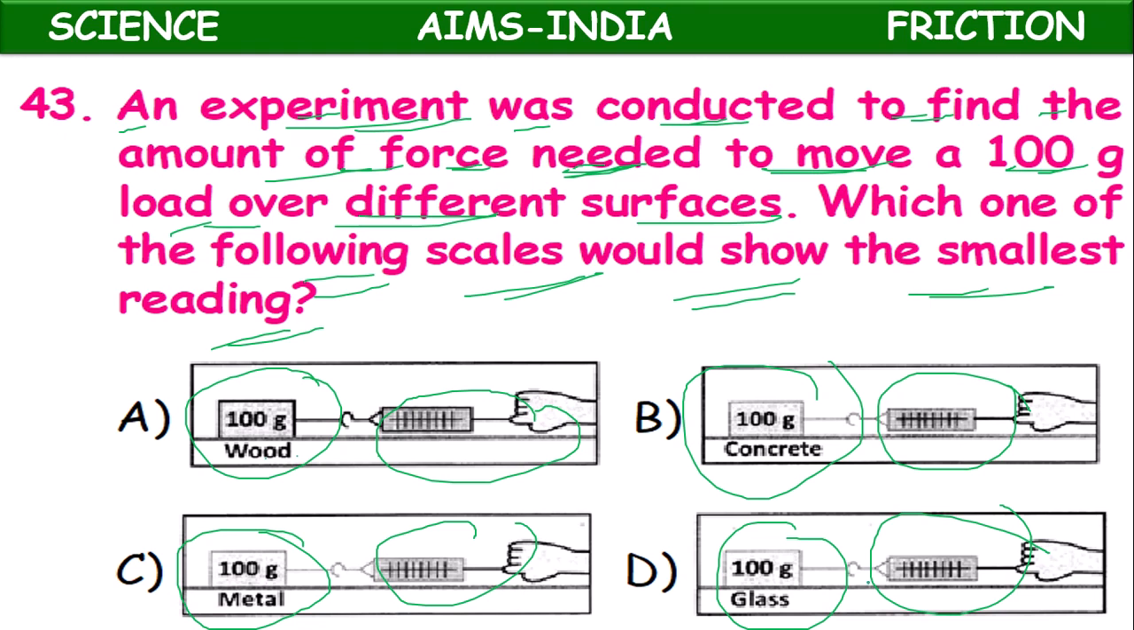The pulling force, the applied force to drag it, depends on the friction. Between the glass surface and the bottom surface, friction will be less. So in the case of D option, we can observe less reading in the spring balance because of less friction, less force we have to apply. So option D is correct.